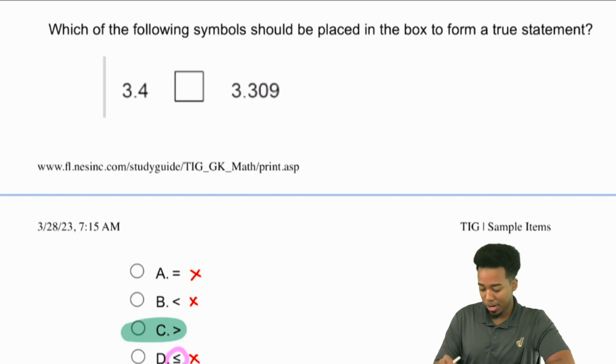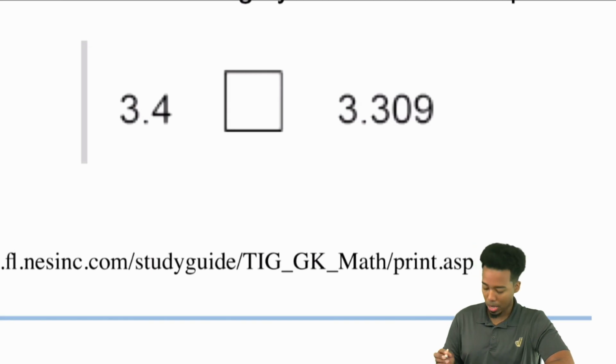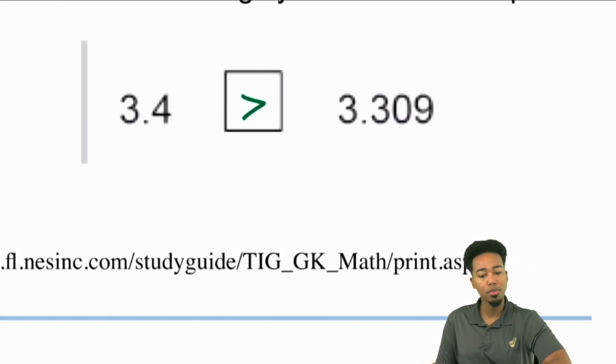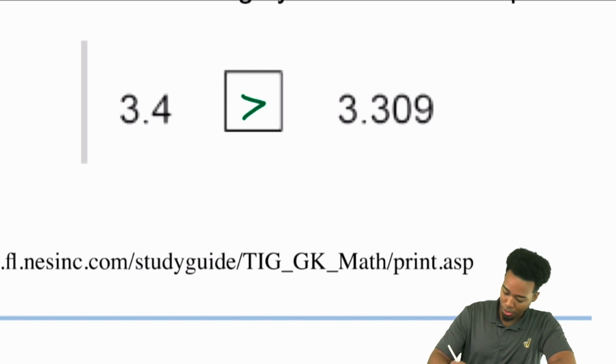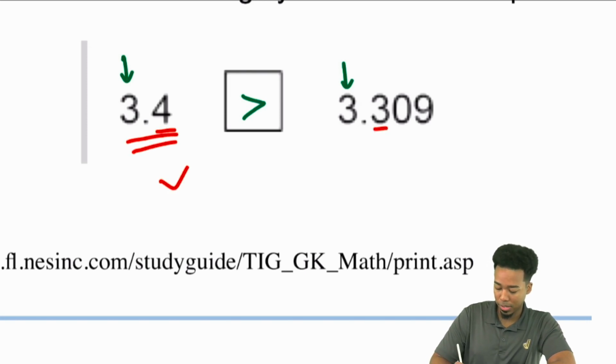But if you need to, 3.4 compared to 3.309, yeah, we can definitely say for sure that 3.4 is going to be greater than 3.309. For the simple reason being, place value. So we look at the 3, there's a whole 3 for both. Then when you look at the tenths place, we have a 4, and then you have a 3. So therefore, this is going to be bigger.